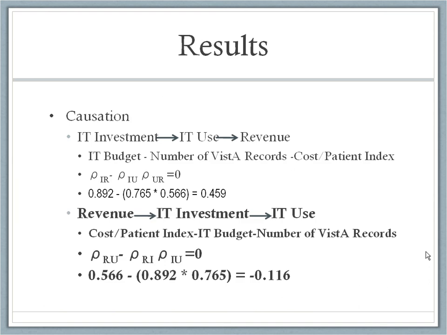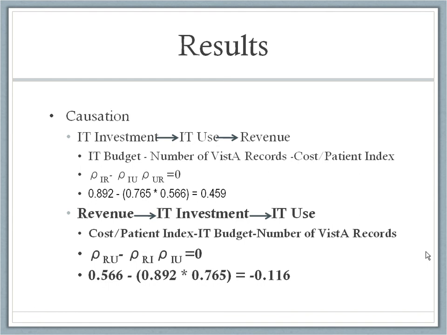After finding the correlations, we can move on to the third step of analysis and determine the causation between the IT investment and revenue gains. As discussed in the method on analysis, there are two possible pathways. First, the growth in IT budget may have led to an increase in IT use, or number of VISTA records, and a subsequent decrease in the cost per patient index.